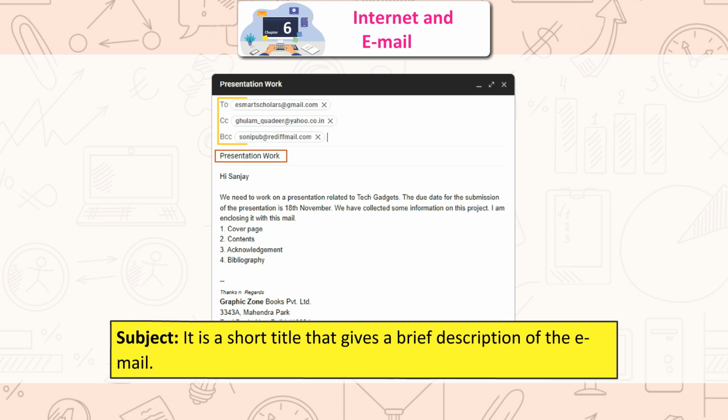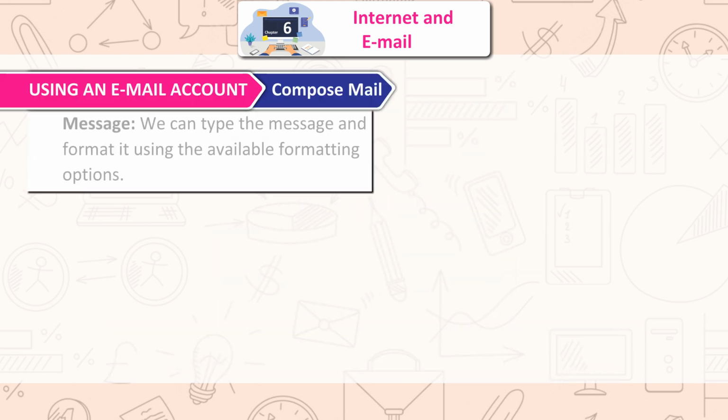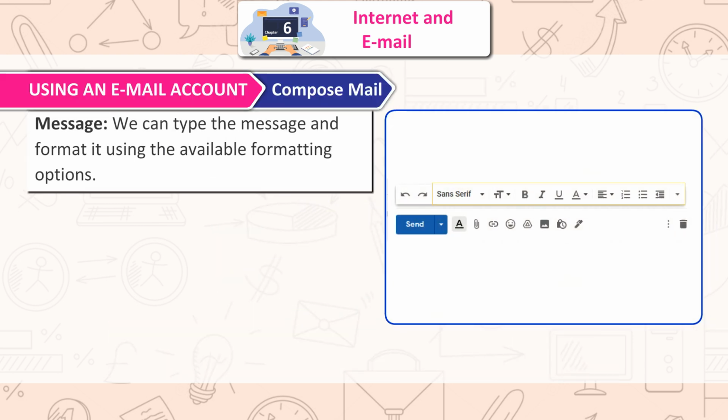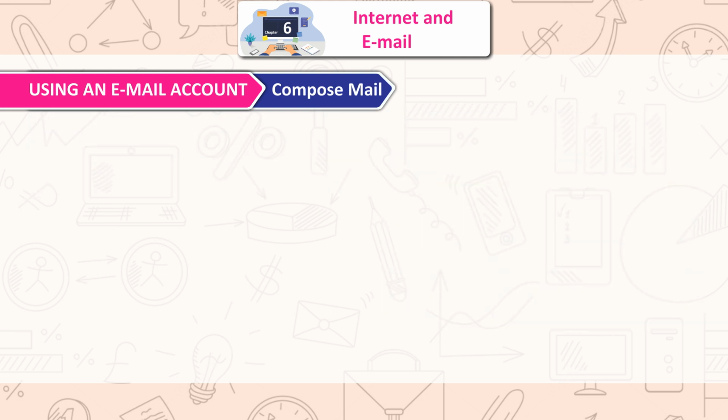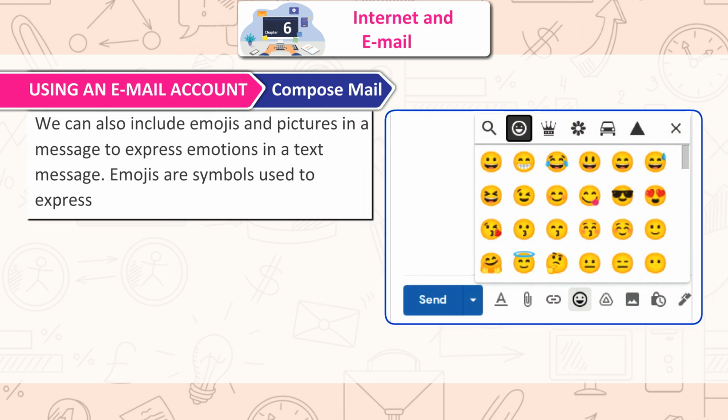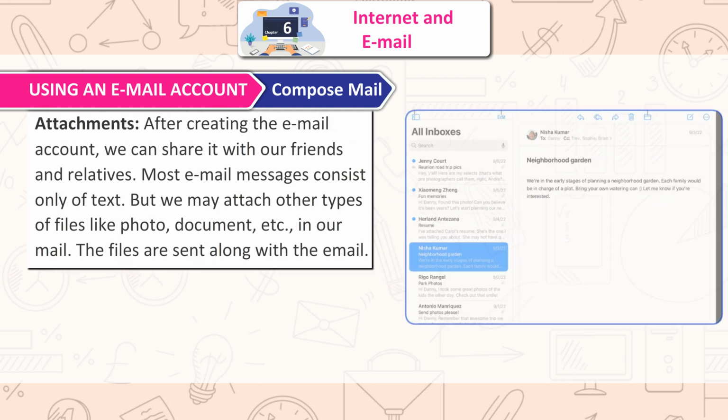Subject. It is a short title that gives a brief description of the email. Message. We can type the message and format it using the available formatting options. We can also include emojis and pictures in a message to express emotions in a text message. Emojis are symbols used to express emotions in a text message.